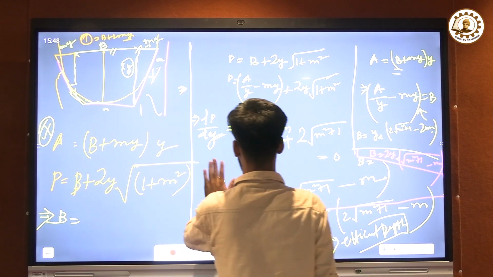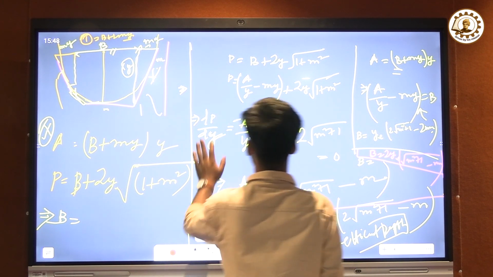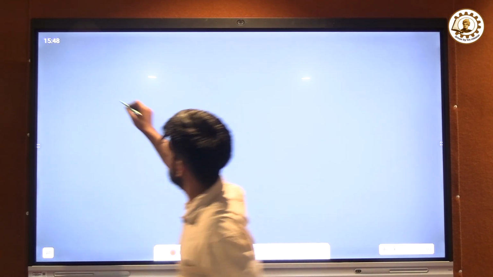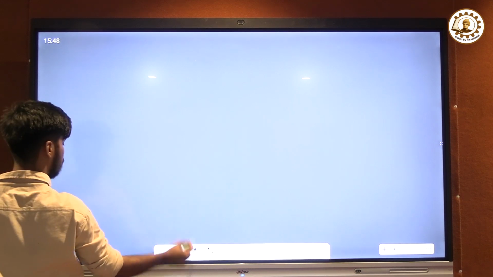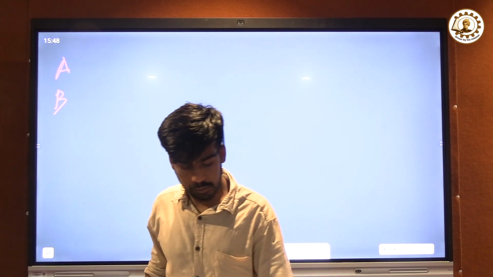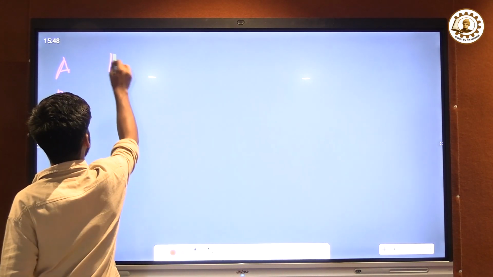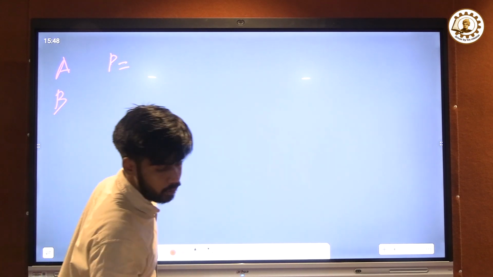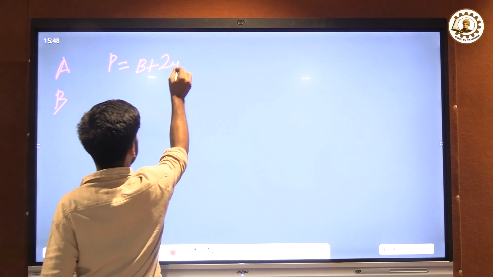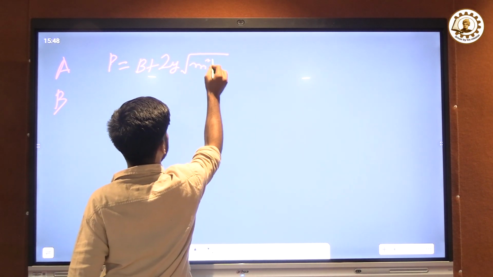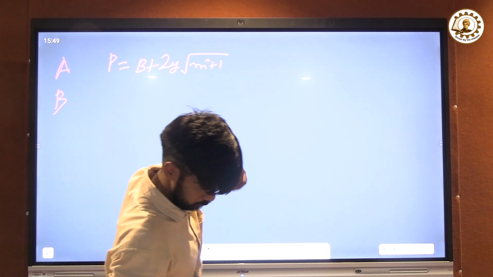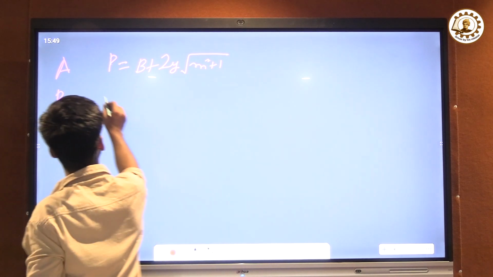So after having the value of efficient area and efficient width, we can find the value of this P. P is equal to B plus 2y root over m square plus 1. This is our value of the wetted perimeter.